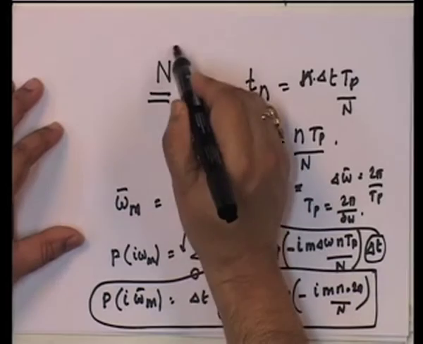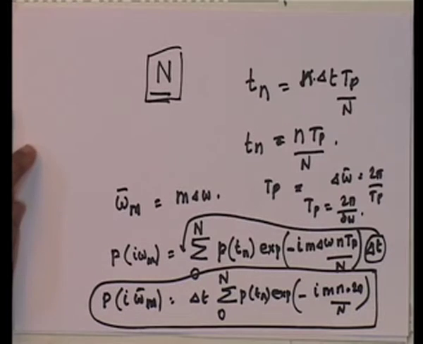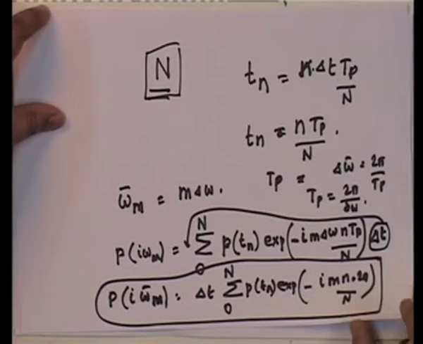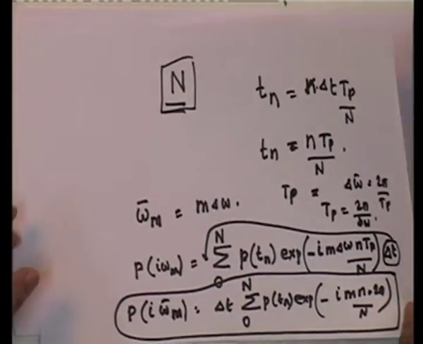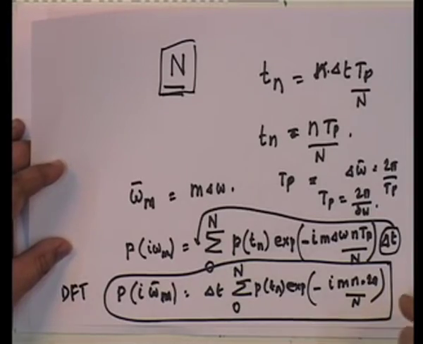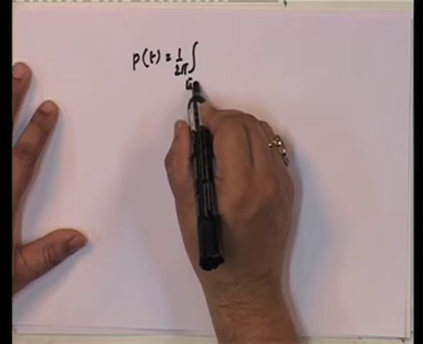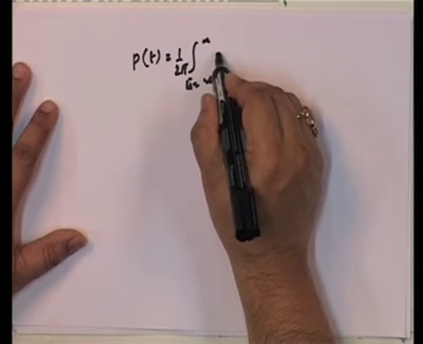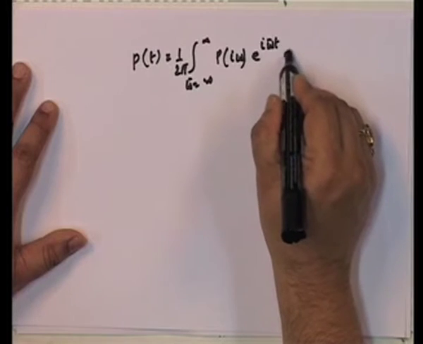Now, N is defined, and once N is defined, how many terms I have will be determined automatically by this. And if I look at the flip side, my P(t), the inverse, this was my discrete Fourier transform. If I look at the inverse Fourier transform, what do I get? The inverse Fourier transform is P(t) equal to 1 upon 2 pi, integral from minus infinity to infinity, P(i omega bar) into e to the power of i omega bar t d omega bar.